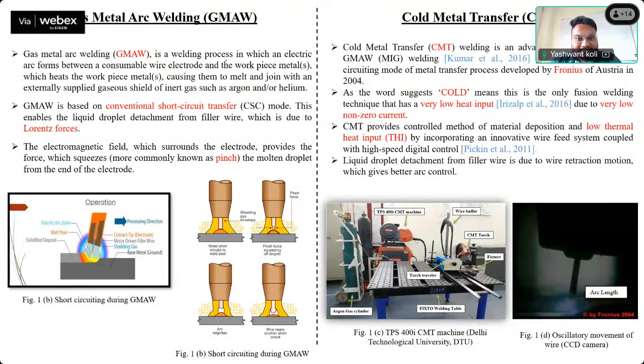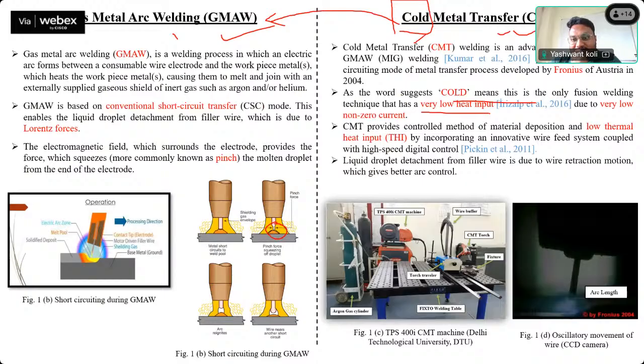So this I've already discussed in the last Wednesday lecture: basically what CMT is made up of. The parent technology is GMAW only. In gas metal arc welding, we already know that the droplet detachment is due to Lorentz forces, but with CMT, it's the term called cold. It's the only fusion welding process that has very low heat input, and that is CMT only.